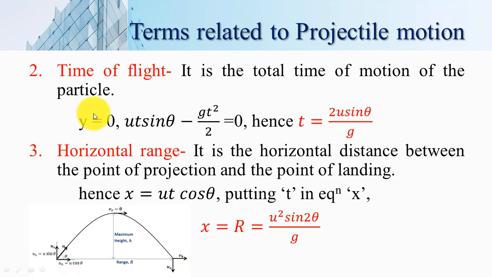Hence, the equation of y, that is ut sin theta minus gt square by 2, will be taken as 0. And from that we will get the equation for time t. It is equal to 2u sin theta upon g.